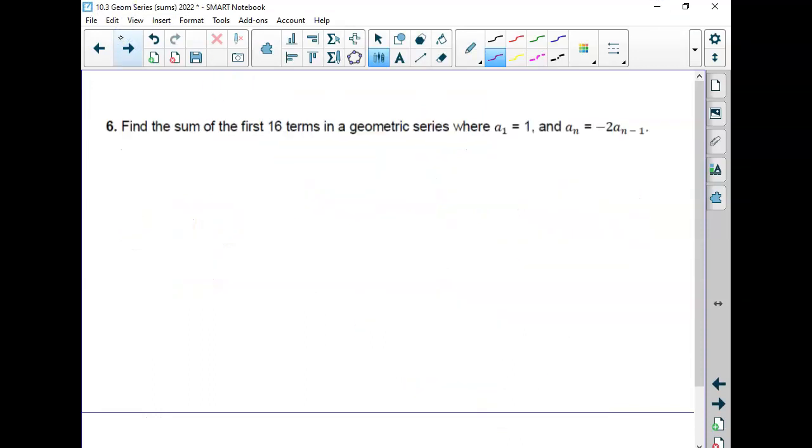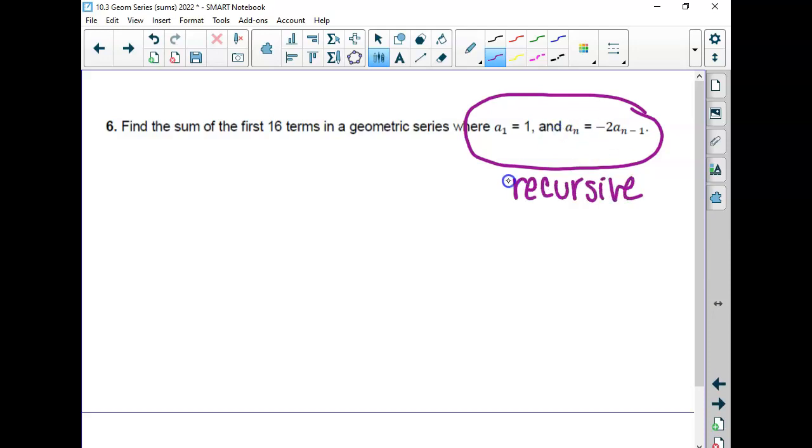All right, are we coming up on some where we're doing something crazy? Find the sum of the first 16 terms. Oh, what is this called? Does anybody know what this is called? What kind of a form is this? It's not explicit, it is, anybody remember that word? Recursive.